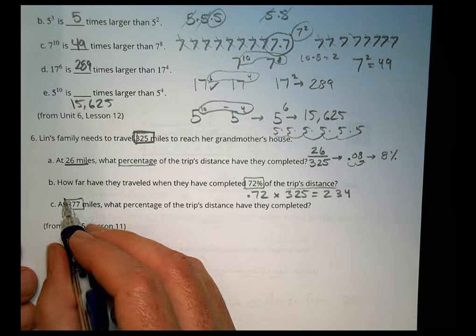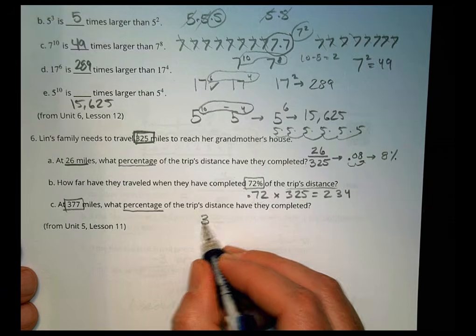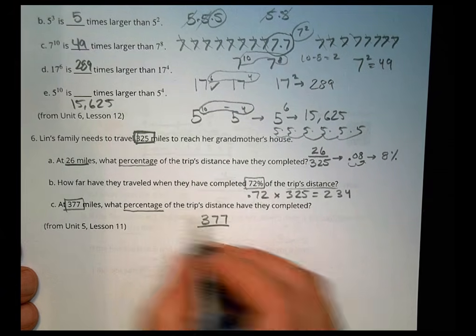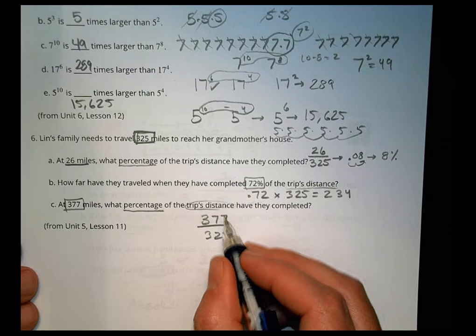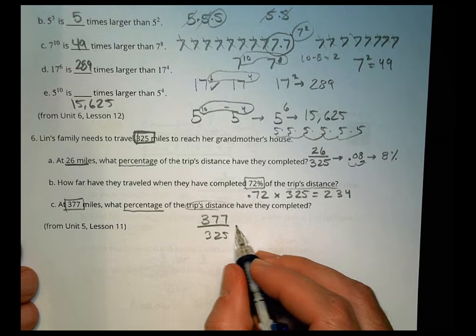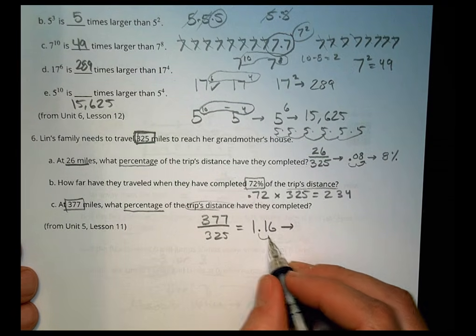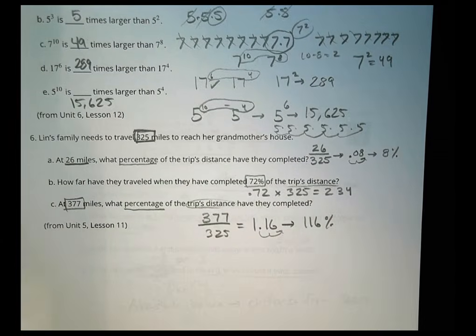At 377 miles, what percentage of the trip's distance have they covered? So they've gone 377, that's how far they've gone, out of how many? What's the trip's distance? 325. So 377 divided by 325 actually equals 1.16, but as a percentage, we move it 2 to the right, we have 116%. So they went past their destination.